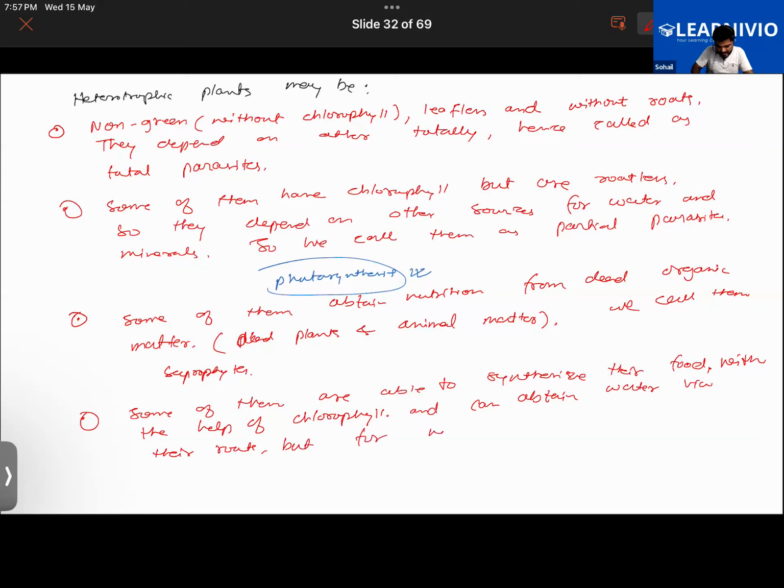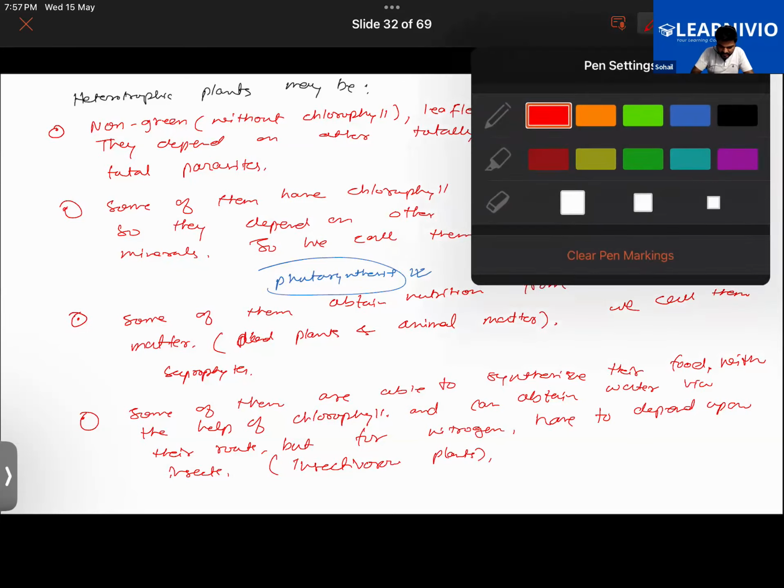But for nitrogen, they have to depend upon insects. So thereby they are insectivorous plants. Let's study about each of them in detail.